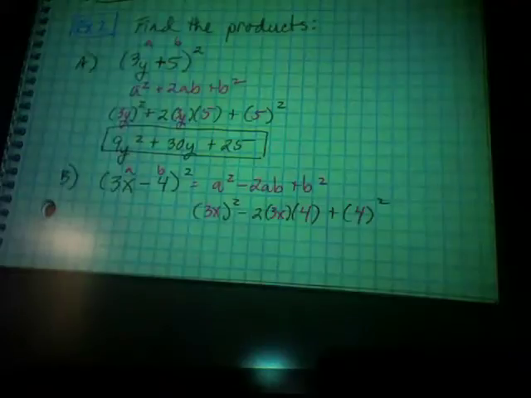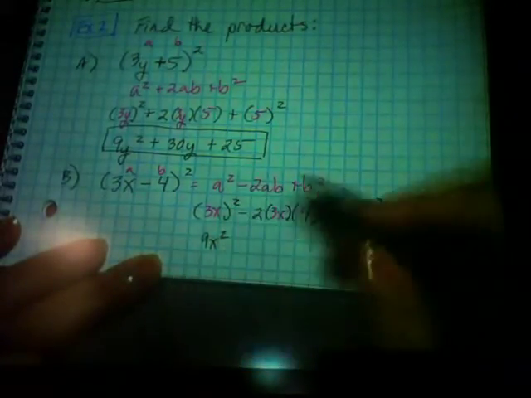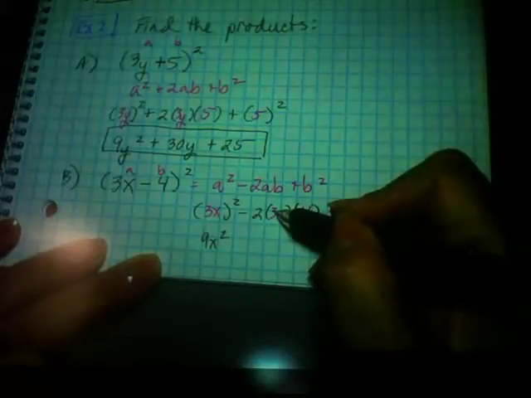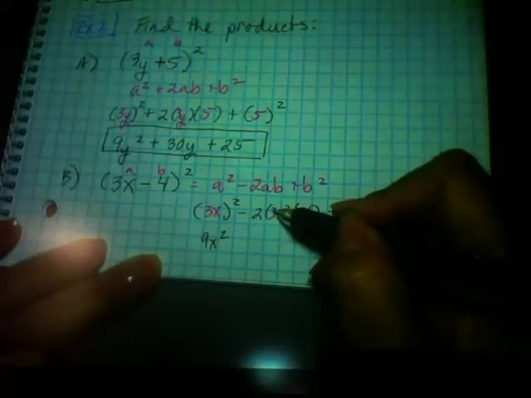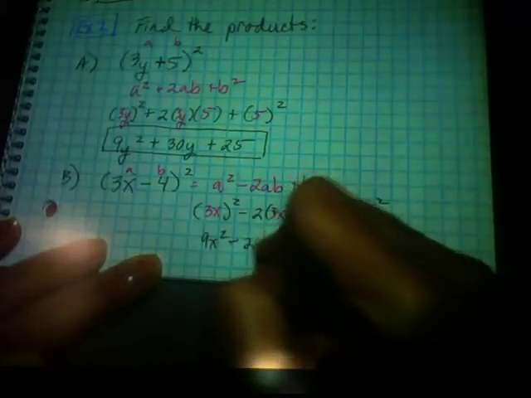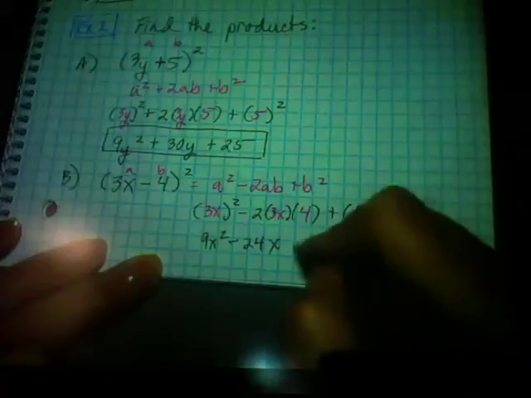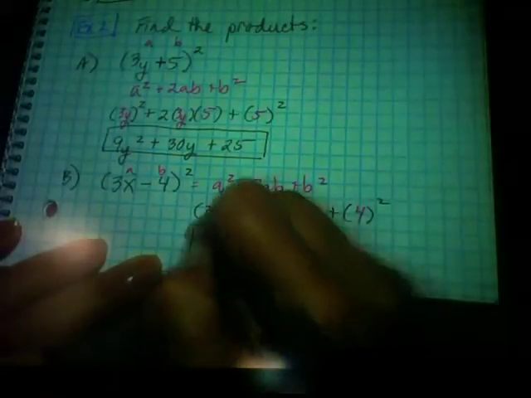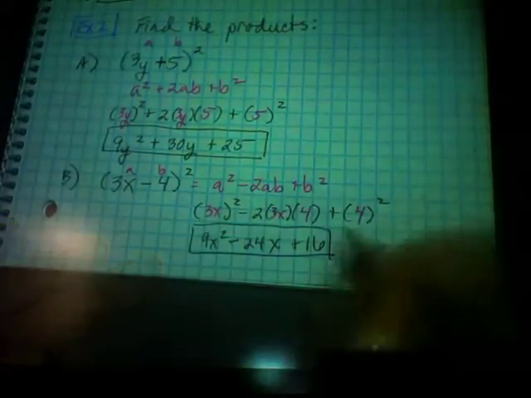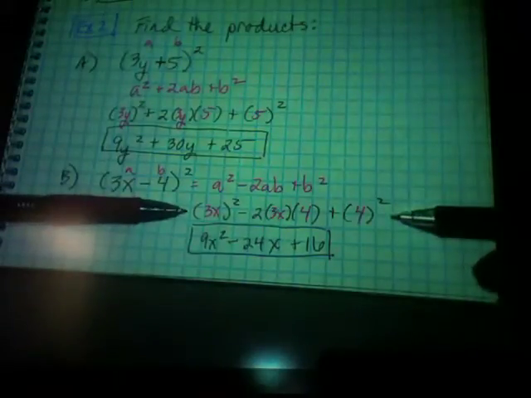What's 3x squared? Everybody, 9x squared. And then what's 2 times 3? Don't worry about the fact that it's negative. I already know it's negative. What's 6 times 4? So 24, and then tack on the x. And then what's 4 squared? 16. That's it. Done. Now this, eventually you'll be doing in your head.